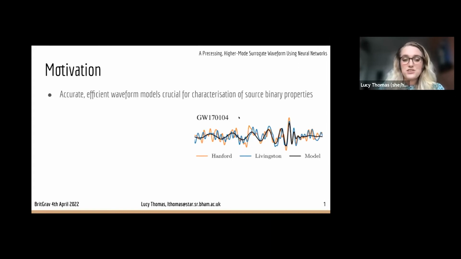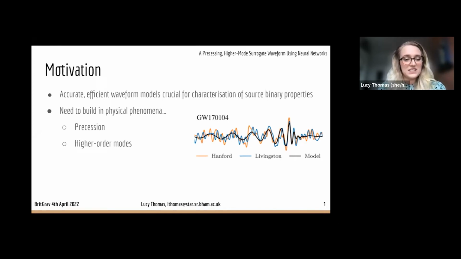The process of parameter estimation for a compact binary coalescence gravitational wave source, where we infer the source properties such as masses and spins, relies on us having accurate and efficient waveform models. To provide accurate and unbiased results, typically we want these waveform models to have built into them all of the physics that we might expect to see as part of the binary merger, which for a binary black hole can include things like precession and higher order modes.